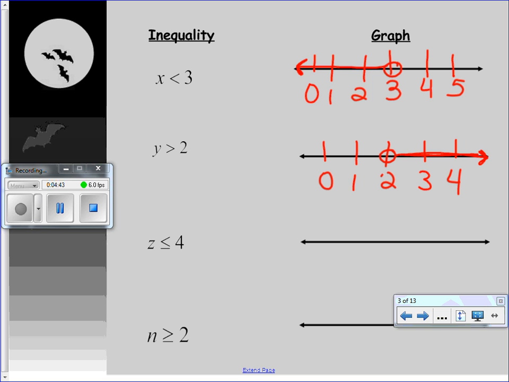In our third example, we have z is less than or equal to 4. So I'm going to plot 4 here. Now, in this inequality, it says z, all numbers that will be less than or equal to 4. Now I'm going to close the circle at 4 because it includes the number 4, and it is all numbers that are less than or equal to 4. In our last example, we have n is greater than or equal to 2. I'm going to plot the 2.